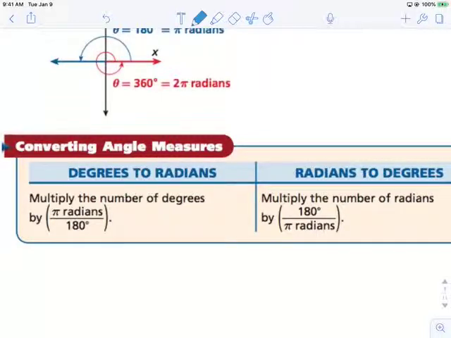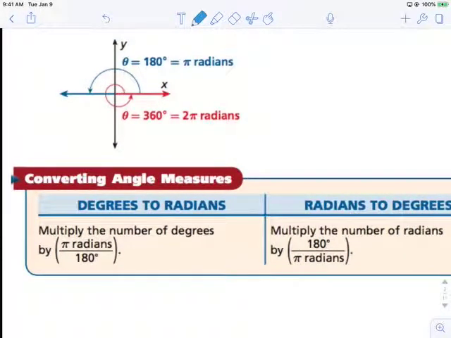It's just the XY plane. And also showing you 2 important numbers. 180 degrees is pi radians. 360 degrees is 2 pi radians. Conversions, that's what we're going to work on today.